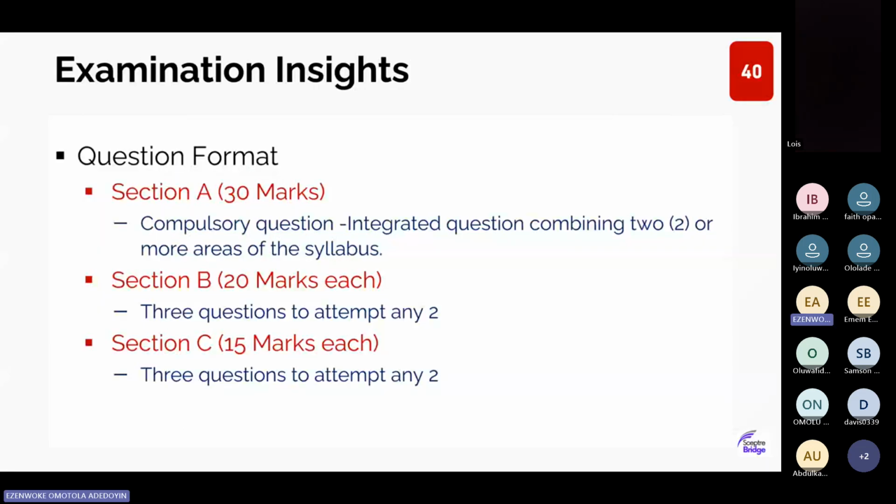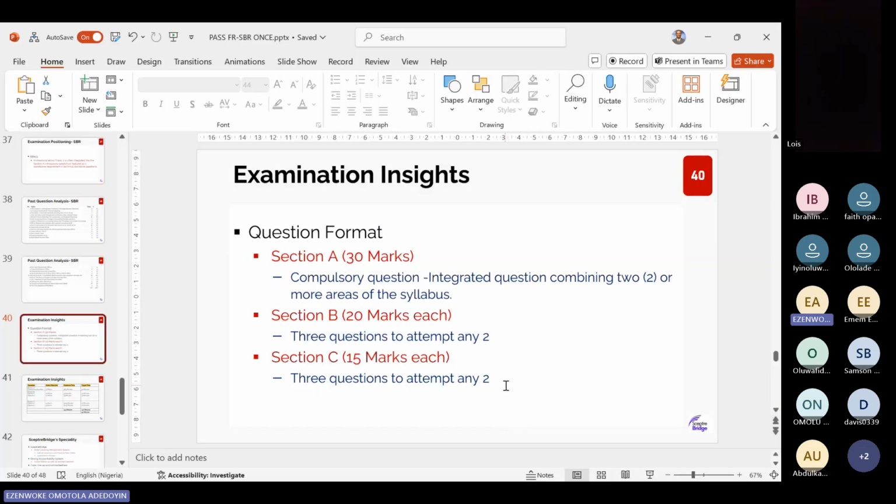Let's talk about examination insights. So what insights are you drawing for the examination? I know I talked about it yesterday, how the questions are, and please, you want to pay attention to your timing, because timing is where things might go wrong. Your timing is very important, right? So I put up something here to help you understand that question 1, which is compulsory, goes with 30 marks. Section B comes with 20 marks. Question C comes with 15 marks each, right?